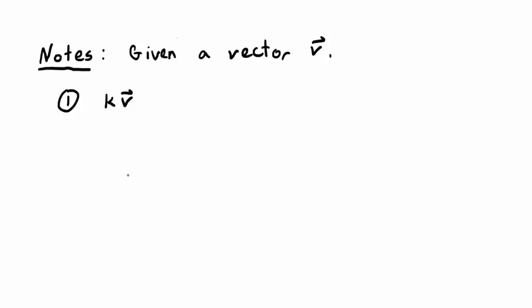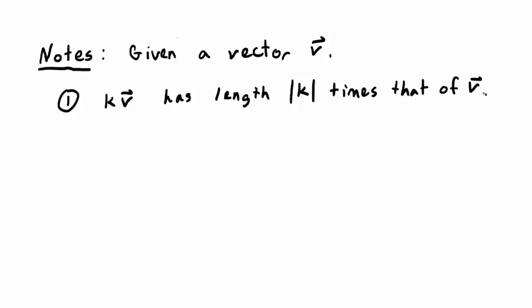And if k is positive, then k times v will point in the same direction as v. And if k is negative, it'll point 180 degrees from that. It'll point in the opposite direction. So we'll make the first note that k times v has length absolute value of k times that of v. Does that sentence make sense to you? K times v has length absolute value of k times the length of v, in other words.